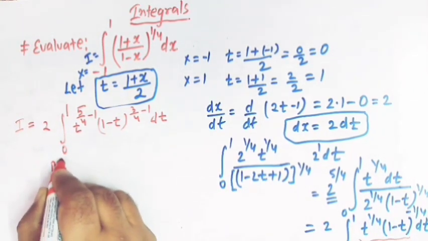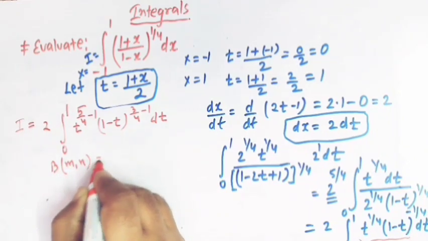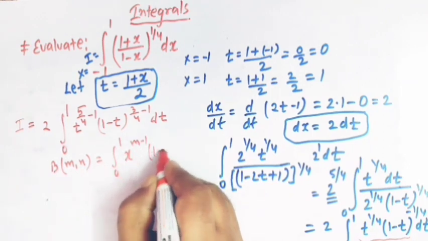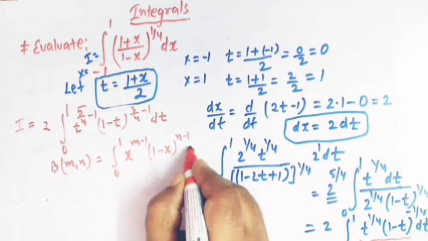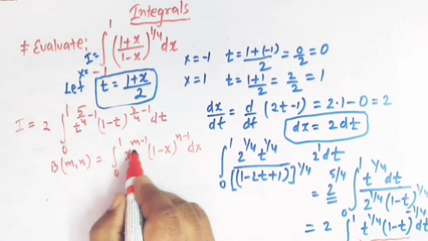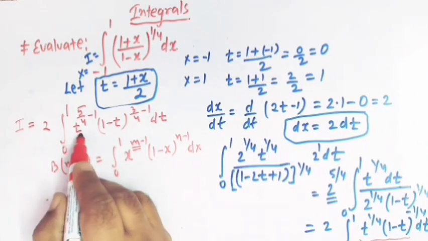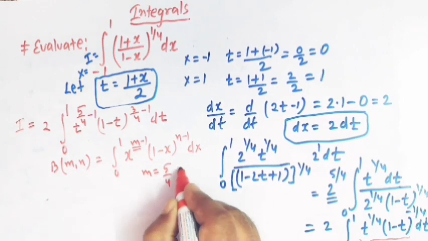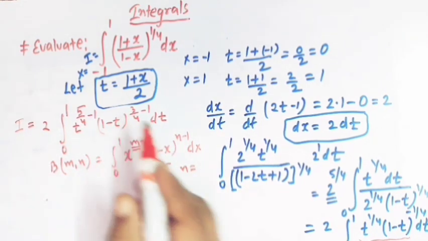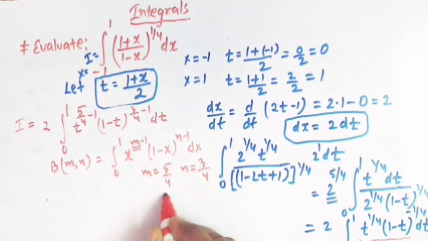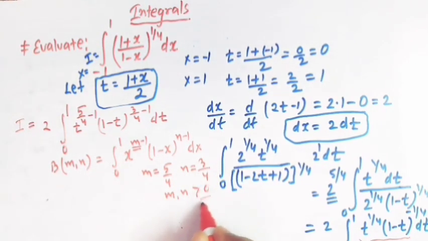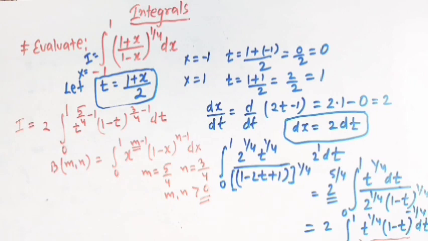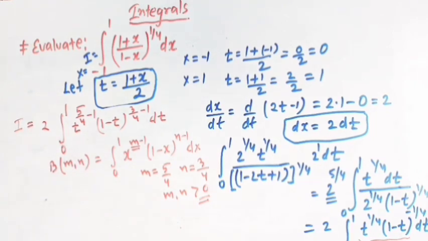So why have we expressed this expression like this? Because we know that the beta integral beta(m, n) is given by the integral from 0 to 1 of x raised to m minus 1 times (1 minus x) raised to n minus 1 dx. If we compare this integral with this one, then the value of m is 5 by 4 and the value of n is 3 by 4. And remember, m and n are greater than 0. So this is the beta integral, which is also known as Euler's integral of the first kind.